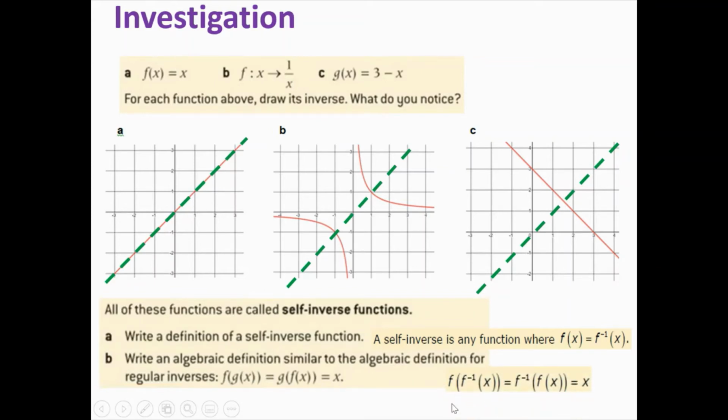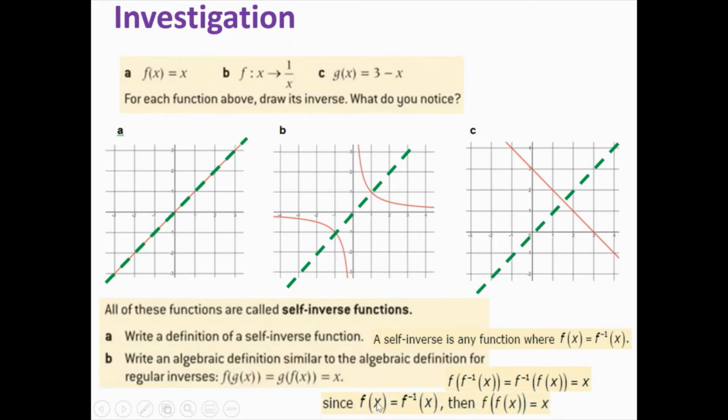Well, that rule is identical. But in this case, instead of f of x and g of x, we say f and its inverse, because with self-inverses, when you put an inverse into itself, or the opposite way, itself into the inverse, then you'll get x. So it's the same rule as for regular inverses, but now we're putting the inverse into its own self, or backwards. So it's a little bit strange when you see all this notation, but I hope you're starting to piece these things together.